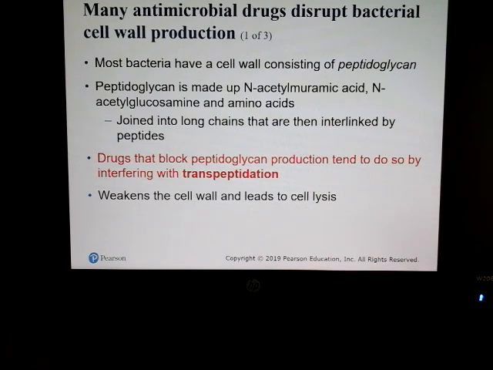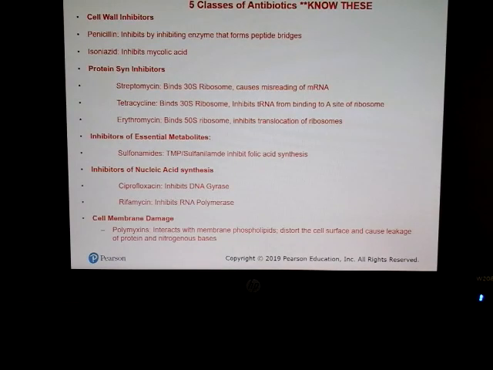So most bacteria have cell walls that consist of peptidoglycan. So there are some drugs, like penicillin for instance, that will block peptidoglycan production, and they do that by interfering with what's called transpeptidation. And what that does, guys, is it links the layers of peptidoglycan together. So if you stop that from happening, then the cell wall is going to fall apart. So for your exam, please know these 5 classes of antibiotics and a little bit about each one.